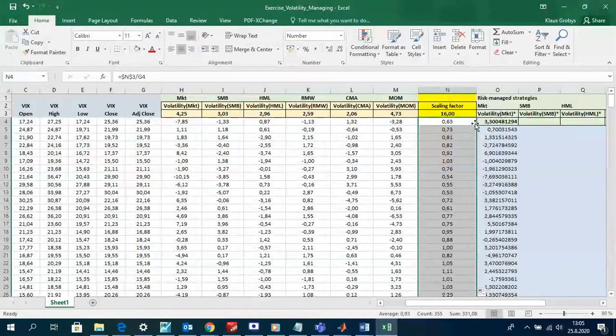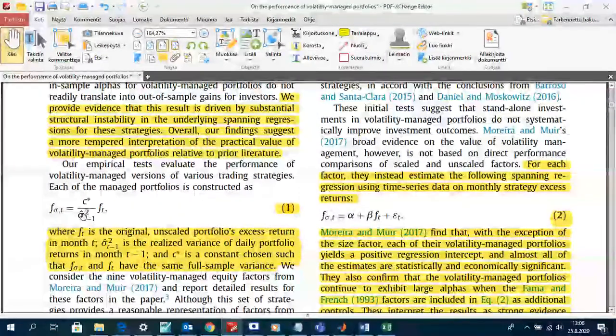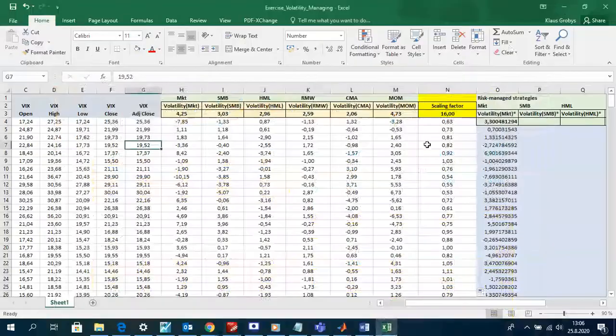So this would be the first value of our leveraging or deleveraging factor. And then we can double click, and then basically it gives us the corresponding estimates across time. So we always divide, every corresponding value here of the VIX. We have it in the denominator of that factor here. It's this guy here. And in the numerator, we have this scaling factor C star. So this is C star, in our case 16, divided by the VIX.